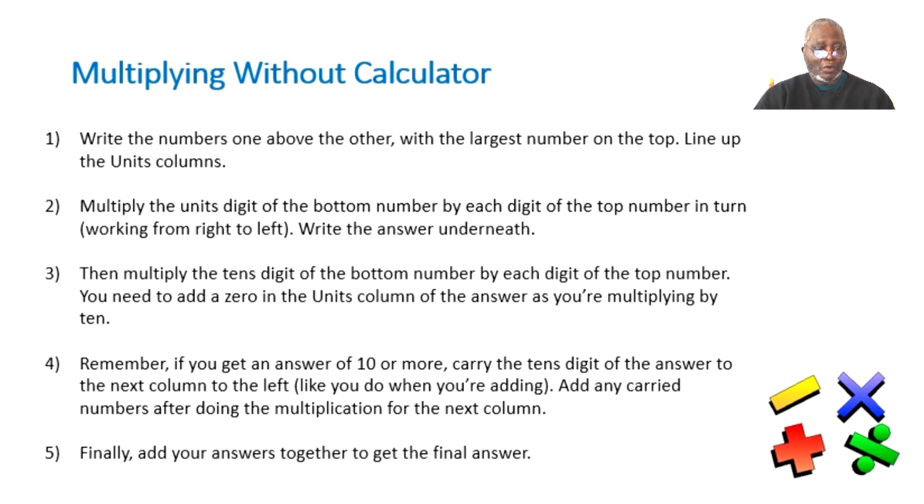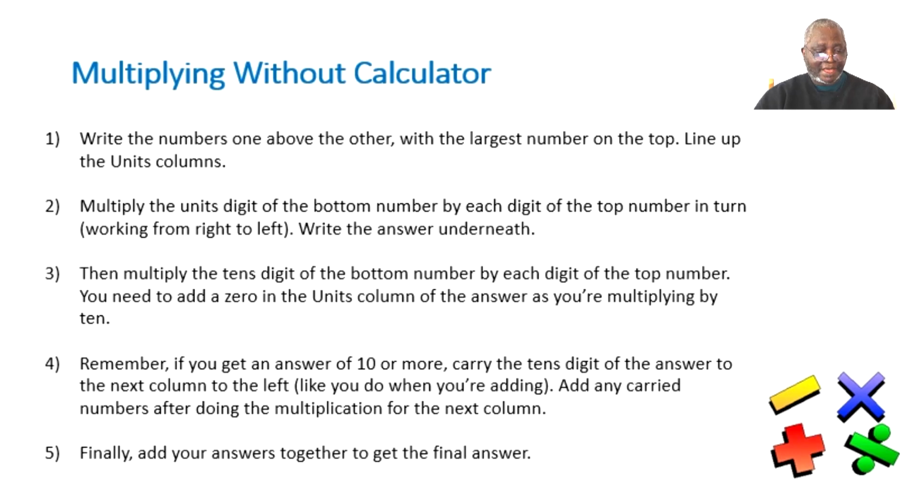Write the numbers one above the other with the largest number on the top and line up the units columns. Multiply the units digit of the bottom number by each digit of the top number in turn, working from the right to the left, and write the answers underneath. Then multiply the tens digit of the bottom number by each digit of the top number. You need to add a 0 in the units column of the answer as you're multiplying by 10.